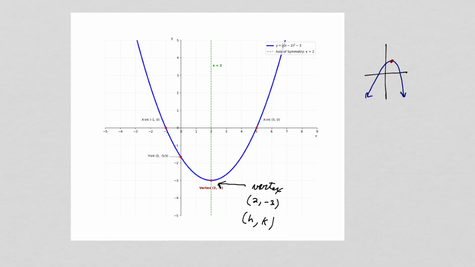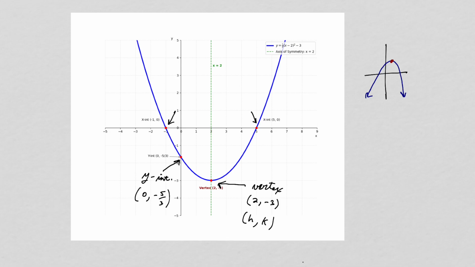All right, what else? There's definitely a y-intercept. So there's always going to be one y-intercept. So that's this point right here. In this case, the y-intercept happens to be 0, -5/3. And then a parabola may or may not have x-intercepts. In this case, there's two x-intercepts. So there's one right here, right at the point -1, 0, and there's one here at the point 5, 0.